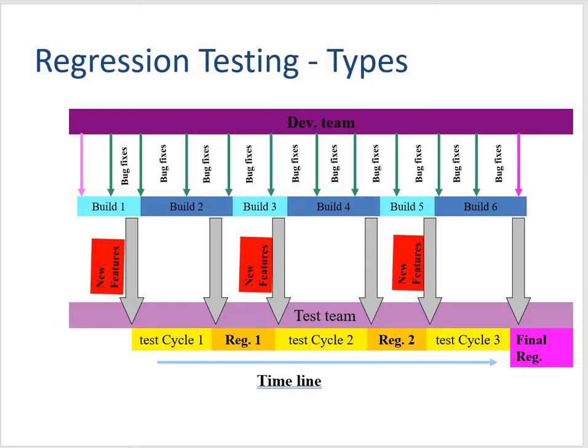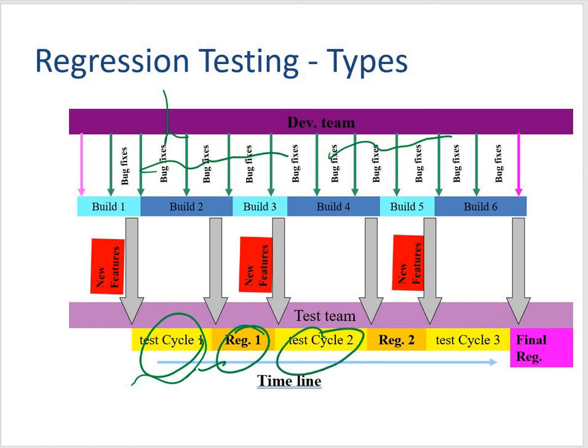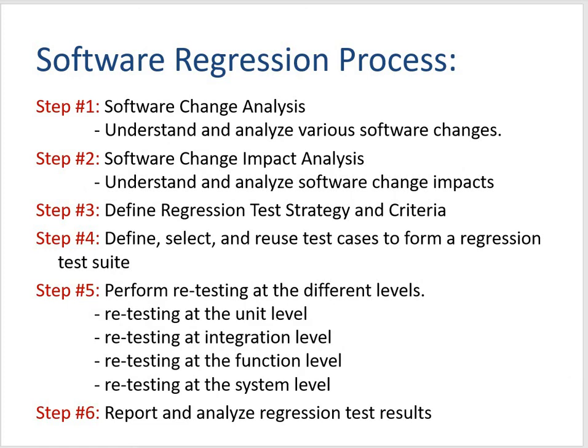So this is the diagram where we used to see the test cycles, right? What we see is that each time we come across bugs, we go ahead with bug fixing and come up with a build and we go for the regression test cycle, then test cycle 2, then regression 2, and so on and so forth, and ultimately the final regression takes place.